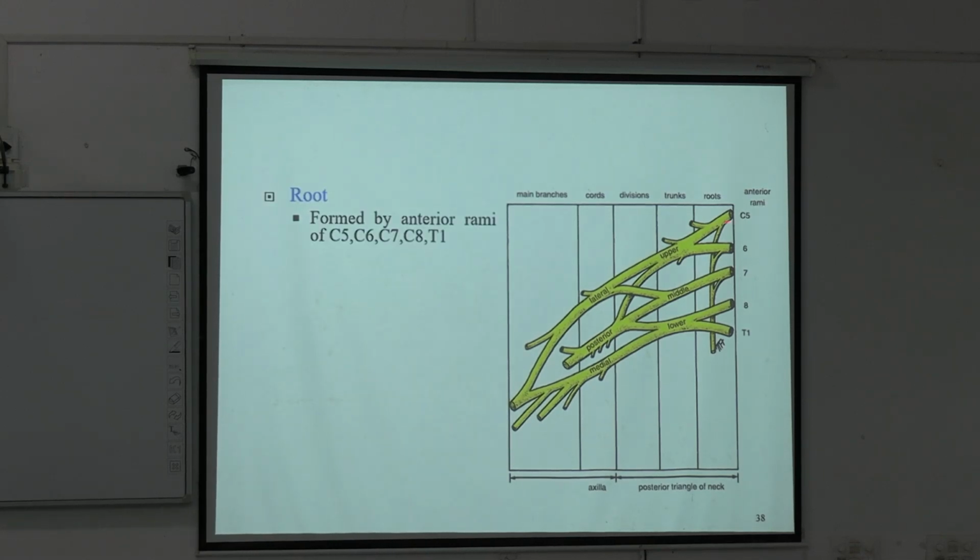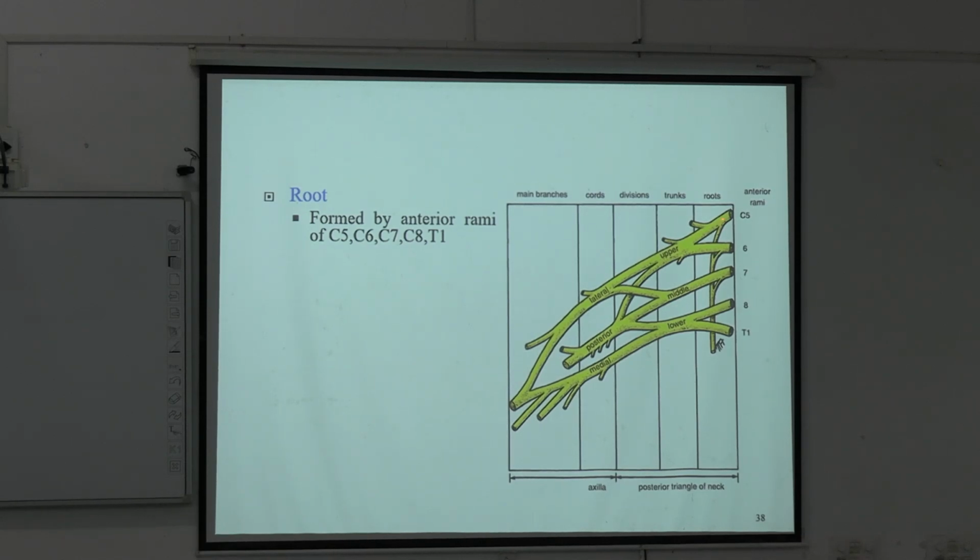We see that C5, C6, C7, C8 and T1 unite together, with C5 and C6, these two, uniting and forming this union point. This first union point which is formed over here, we call the trunks of the brachial plexus. So C5 and C6 unite, and C8 and T1, these ventral rami, unite, and form two trunks over here. We call these the upper trunk and lower trunk. Now you notice that the middle one, the C7 spinal ventral ramus, does not unite with anyone. It goes by itself. It forms another trunk, which we call the middle trunk.